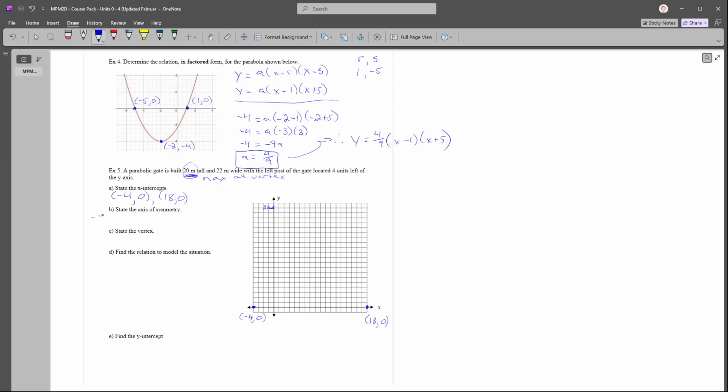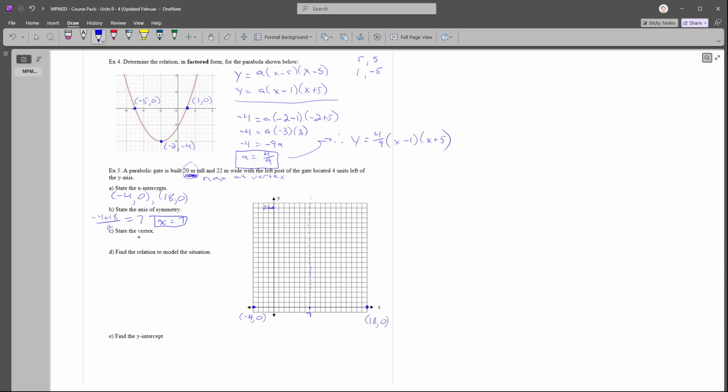So that's negative 4 plus 18 divided by 2. Negative 4 plus 18, that's 14, divided by 2 equals 7. So our axis of symmetry is x equals 7. Okay, so 1, 2, 3, 4, 5, 6, 7, so right there. Now if we follow this all the way up, there's our axis of symmetry.